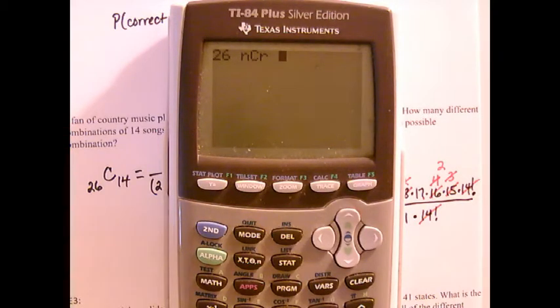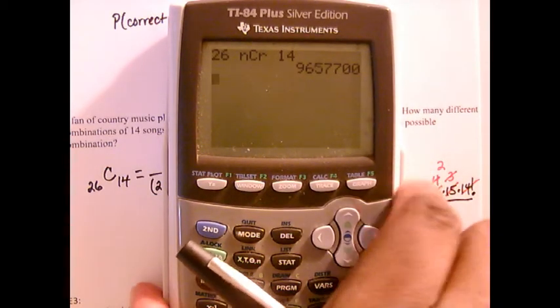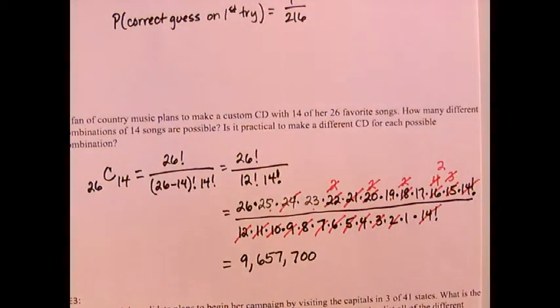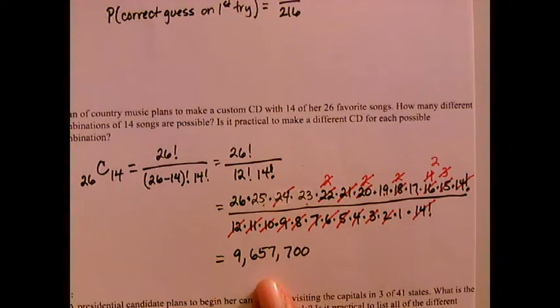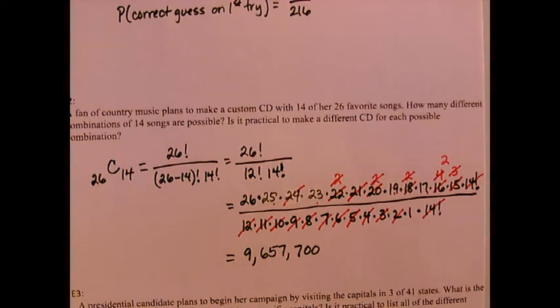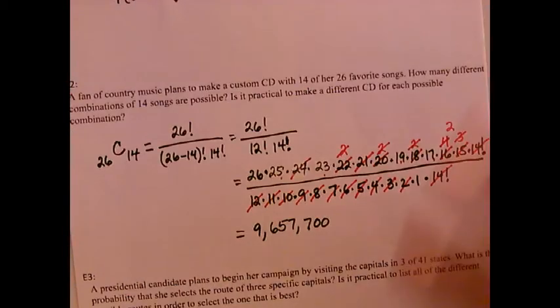And then you're going to enter the number to the right of the C, which is, in this case, 14. And then hit enter. And you'll see I came up with exactly the same number when I used that particular rule. So you have 9,657,700. Okay? So that's how we can use the calculator to apply the combinations rule. Okay, let's look at the next example.